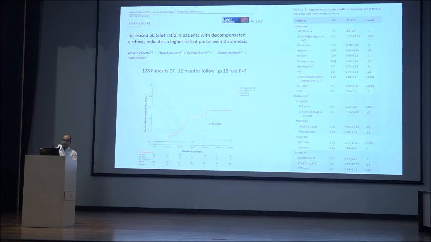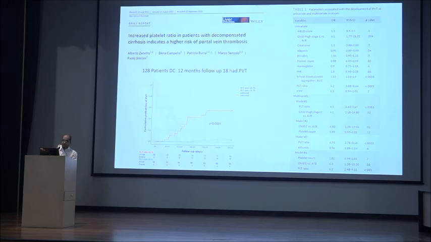Another study looked at 128 patients with decompensated cirrhosis. They were followed up for 12 months, and 18 of them developed PVT. So PVT development can be predicted by the PLT ratio. That means the aggregation is more in cirrhosis, and it may be able to predict a thrombotic event in cirrhosis.